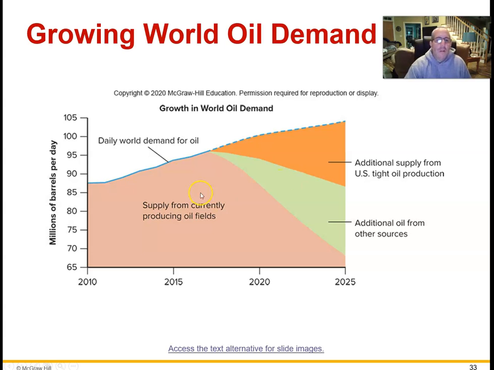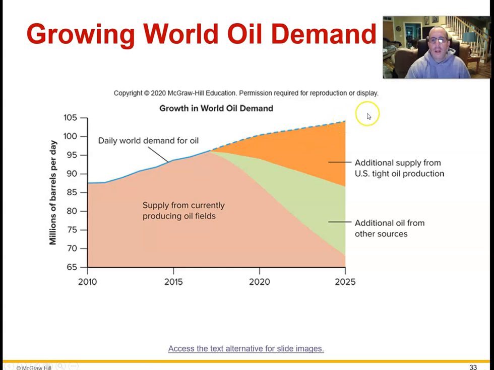So here we have another chart that has the growth in the world oil demand, not just in the United States. And this is showing current oil fields versus additional oil fields potential, and then from our new fracking technology, what we'll be able to put out there.